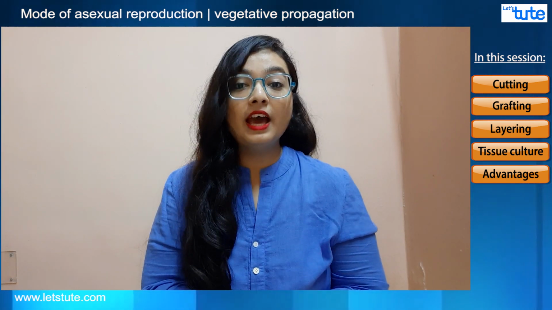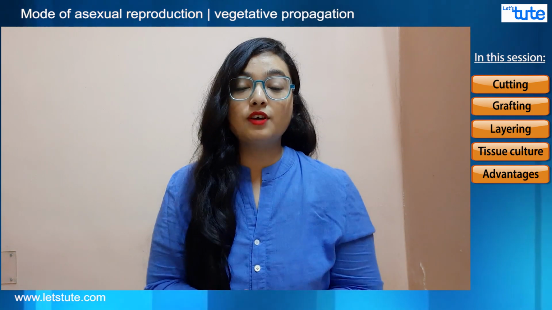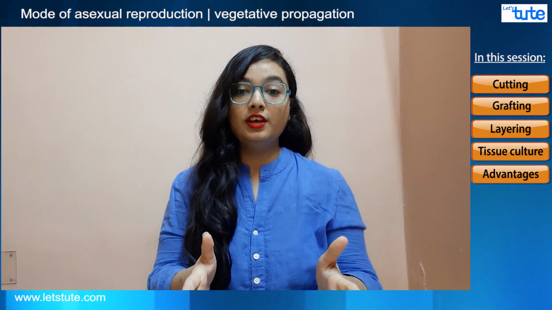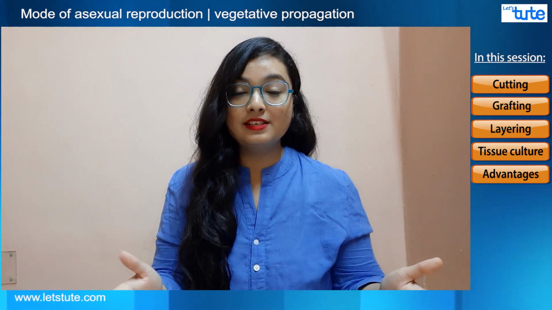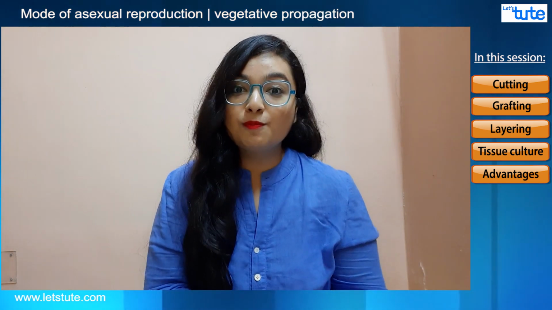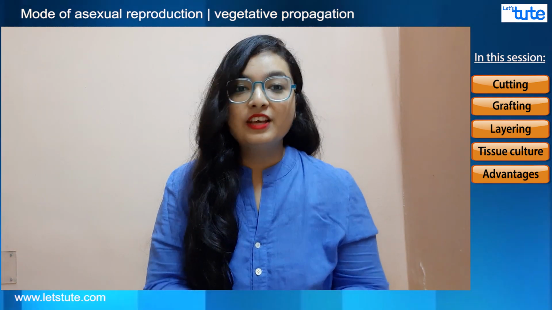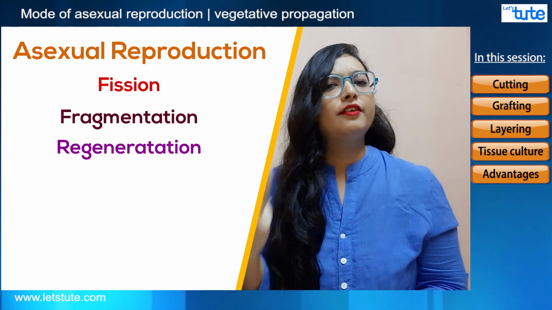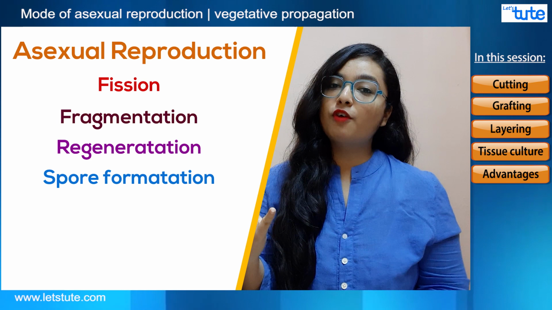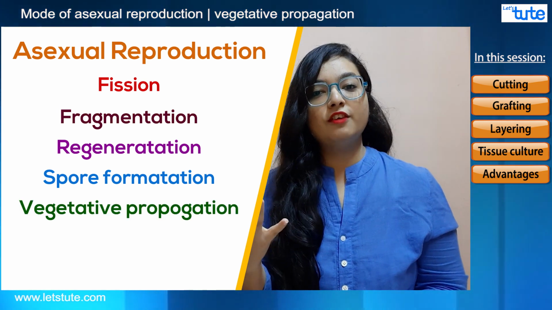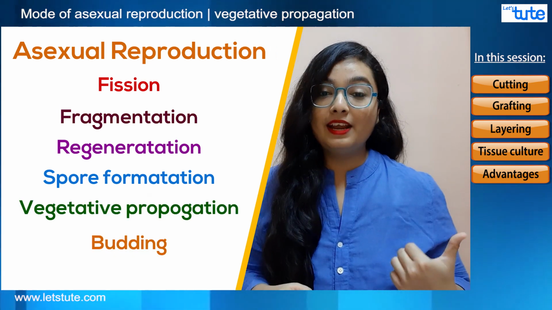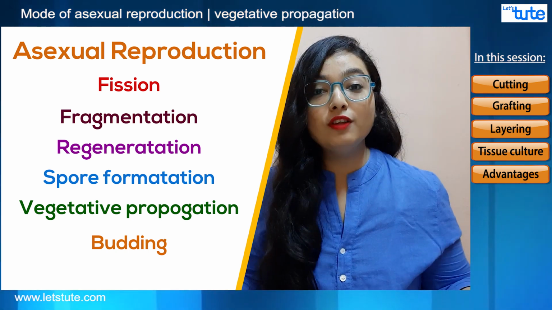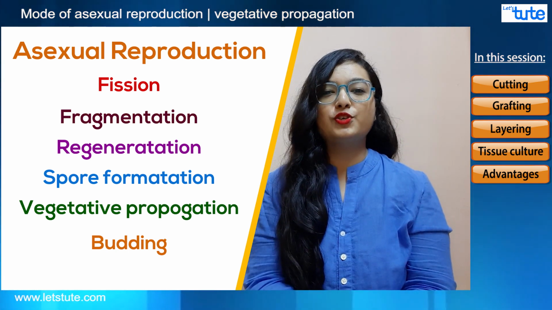Up till now we have covered 6 different methods of asexual mode of reproduction which is used by different animals, organisms as well as plants. So what were those methods? Fission, fragmentation, regeneration, spore formation, vegetative propagation and budding. So that's all for asexual method of reproduction.